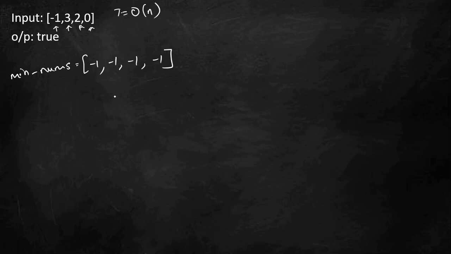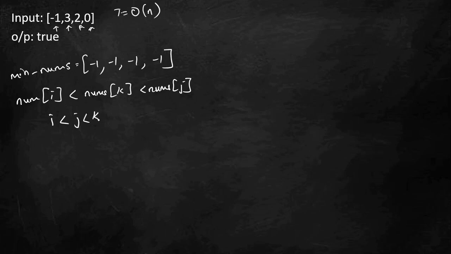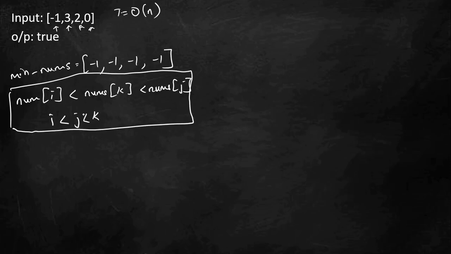Now I need to check whether that condition is satisfied. What was that condition? So the condition was nums of i is less than nums of k, which is less than nums of j, and i is less than j is less than k. This was the condition, right. So let me highlight this here. So we will check how can we use one for loop for this condition.